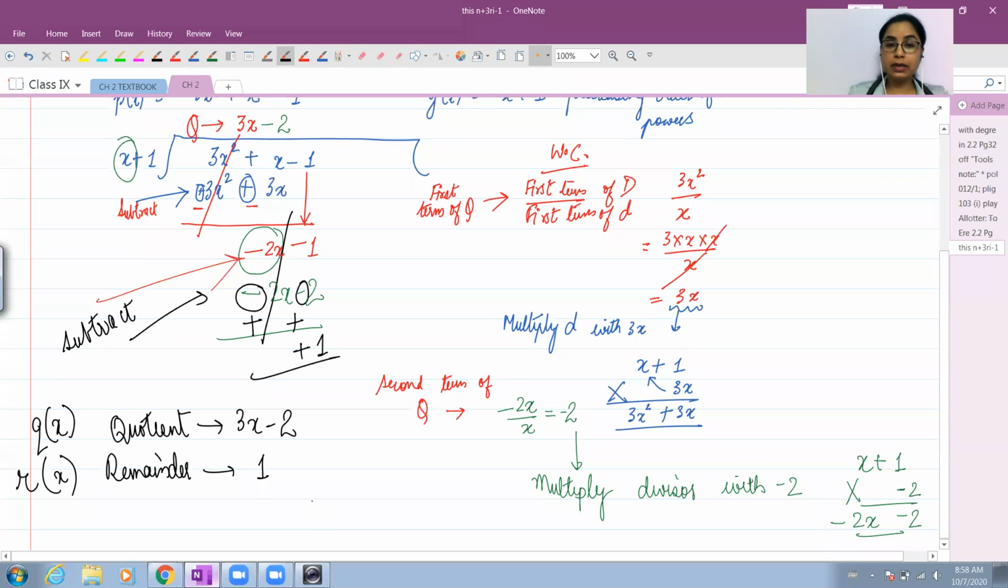Remainder could be 0, remainder could be a constant, or the remainder will be a polynomial whose degree is less than the degree of your divisor.